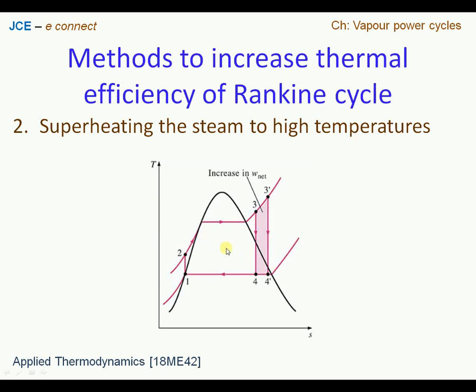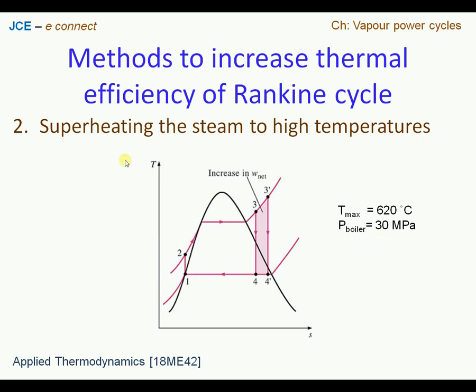So this is about superheating the steam to high temperature. But one cannot keep on increasing this temperature to a very great level. The maximum temperature one can go to is around 620 degrees Celsius. This is mainly because of metallurgical considerations. Otherwise the metals may not withstand this temperature and they may start melting. And the corresponding boiler pressure is also around 30 megapascal.